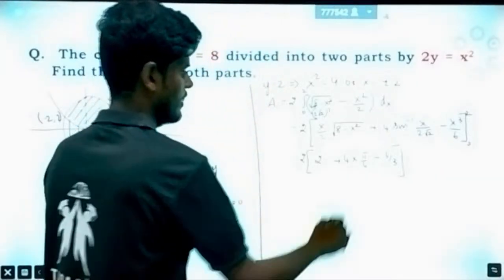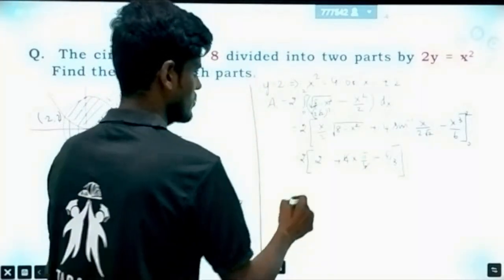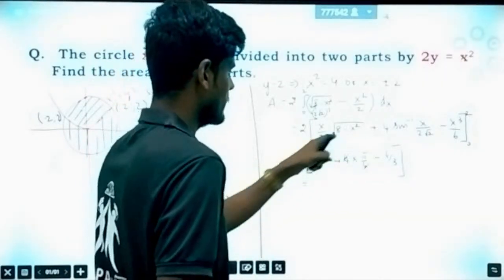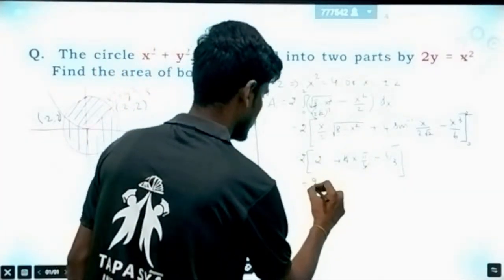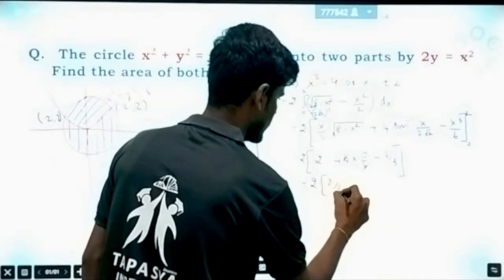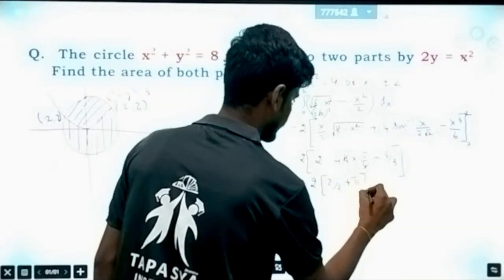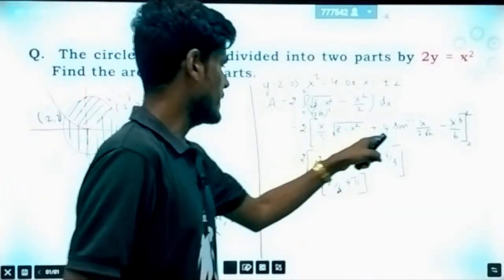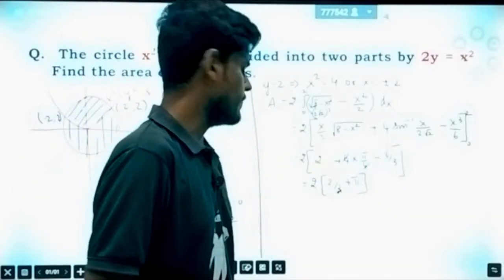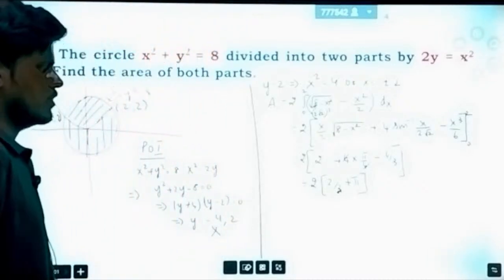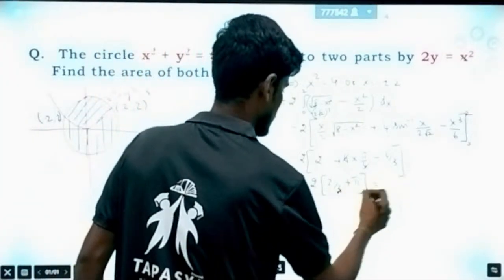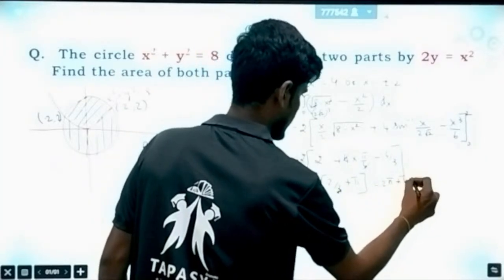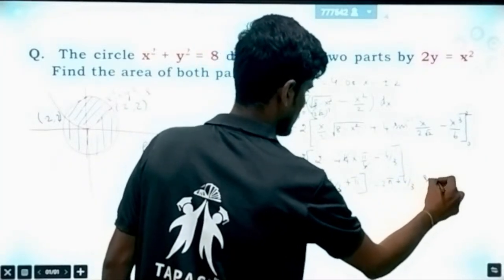Lower limit is 0. Now here these two values will get cancelled. So the final answer comes out to be 2 minus 4 by 3, which is 6 minus 4, which is 2 by 3. 2 times of 2 by 3 plus pi. Okay, this is 6 minus 4, which is 2 by 3 plus pi. Correct. This is the area A1. Or we can also write this as 4 by 3 plus 2 pi square units.